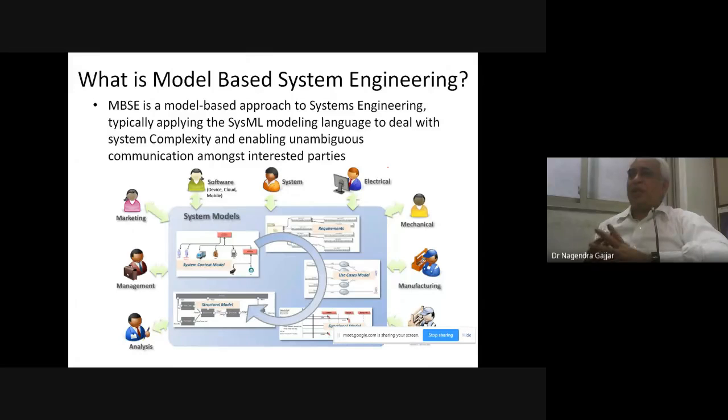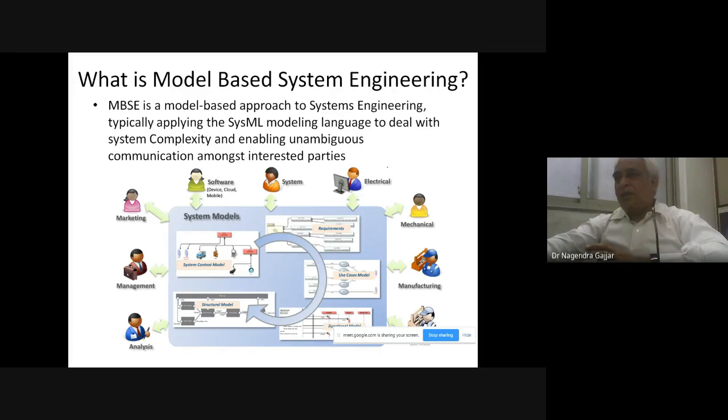So SysML is a modeling language that deals with system complexity, enabling unambiguous communication among interested parties, and so on and so forth. So I may have a system model which can be complex. I may have a software system, electrical system, mechanical system, manufacturing system, analysis system, management system, marketing system. Using my system modeling language, I can create the different systems and do the interconnection.